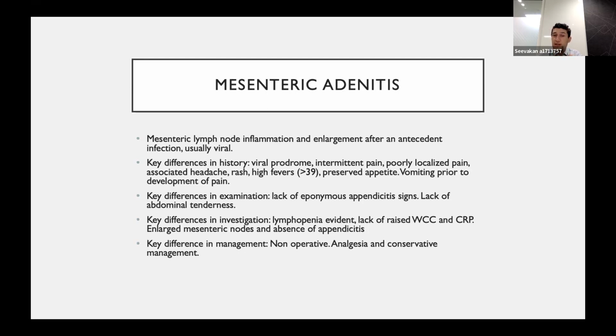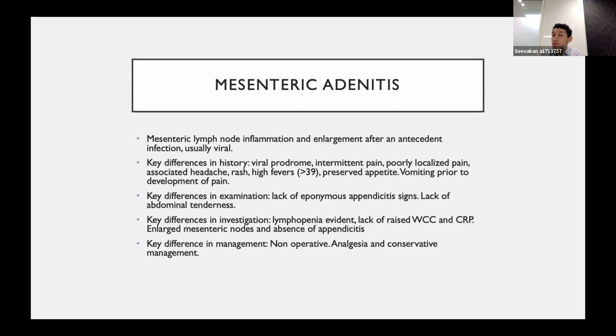So the key differences for me: if there's a clear viral prodrome, whether it was an upper respiratory tract infection, a big rash, or even a gastrointestinal viral infection like viral gastroenteritis. Any of those things can cause inflammation and enlargement of the mesenteric nodes. And unfortunately, those mesenteric nodes are congregated around the right lower quadrant, and so will present with right lower quadrant pain.